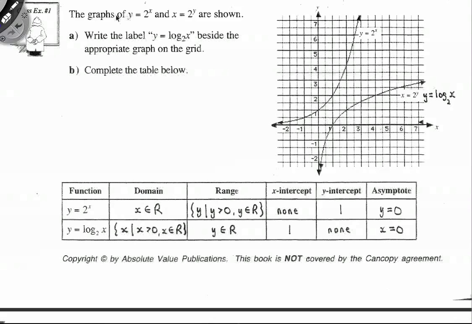Okay, so I'll let you read over this example 1. It's asking you to write and label which one is y equals log x base 2. Complete the table below to fill in the domain and range for both functions. Just have a look at the graph and fill them in yourself in your own book, and then refer to this to see if you've got it right.